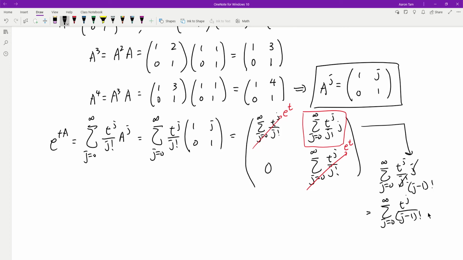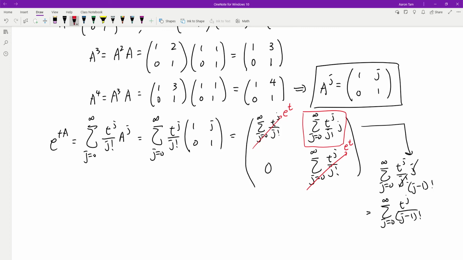And because of the j minus 1, now there's a slight issue here. The issue is that if I plug in j equal to 0, that would actually ruin it, because j minus 1 becomes negative 1 in the factorial. So that's not going to work. So what I'm going to do is the following.